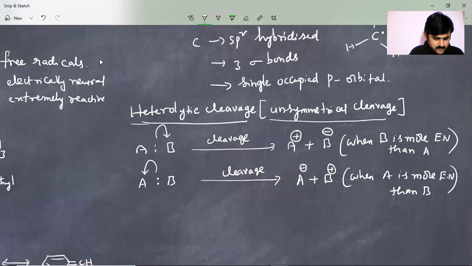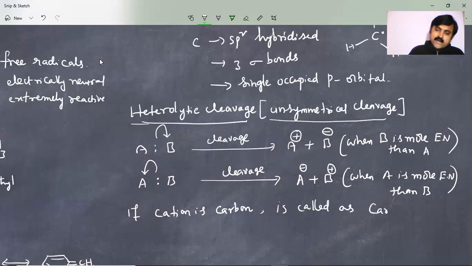In the formation of carbocation, if the cation is carbon, then that is called a carbocation. We find that sp3 hybridization is there in that case.